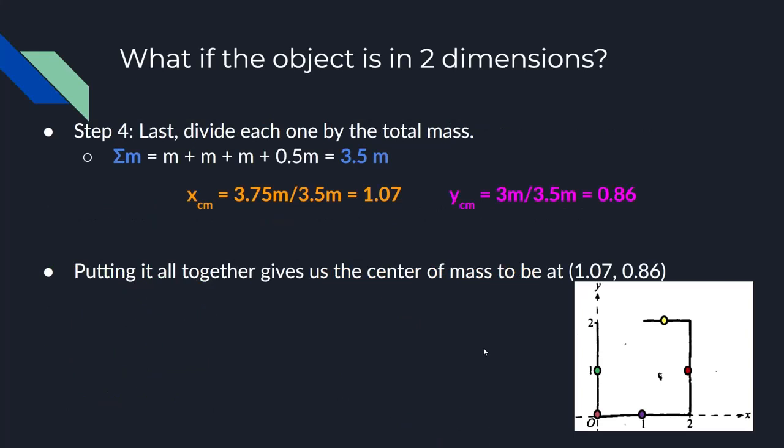The last step is to divide each of these sums by the total mass. Now, like I said, based off of the way I wrote this, this segment has a mass of m, this has a mass of m, this is a mass of m because they're all the same length, and this is half m because it's half the length. So that tells me that the total mass is 3.5. Putting this all together, we get that the position of the x coordinate is 1.07, and the position of the y coordinate is 0.86. So our center of mass is going to be located at 1.07 comma 0.86. So right about over here, a little bit past this one mark and a little bit below the green and red marks are.